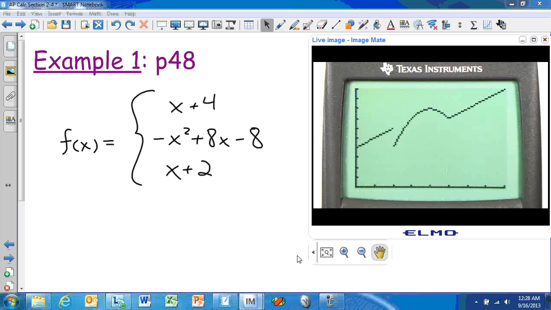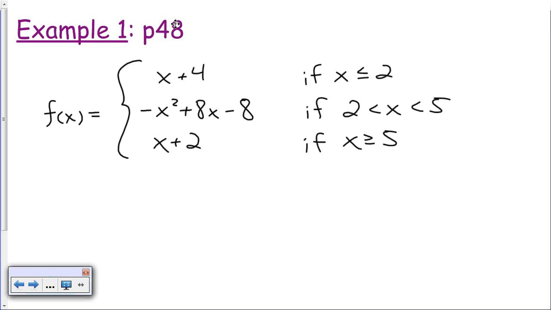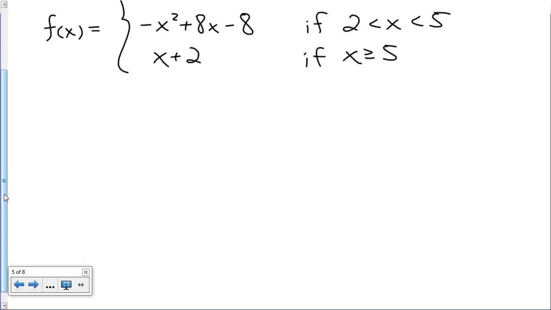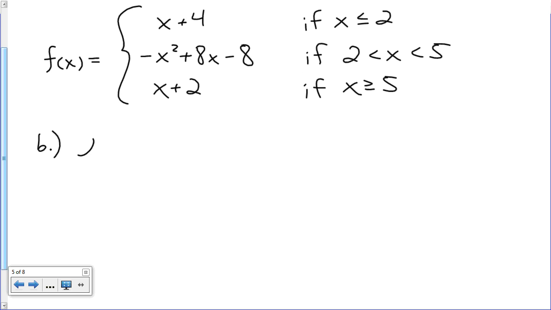Part B says, does f of x have a limit as x approaches 2? So for part B, again, we're not going to do this just by looking at the graph. We're going to go through and actually find the limit here. But to do so, the question is about the limit as x approaches 2. We're going to find the one-sided limits and then use that property to help us figure out if the limit exists or not. So let's find the limit as x goes to 2 from the left side. From the left side of 2, that would be the domain where x is less than or equal to 2 there. So that's the x plus 4.